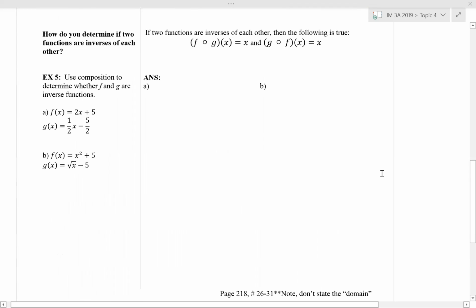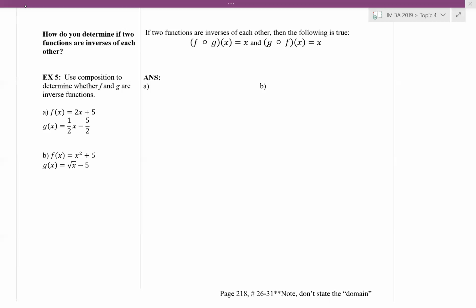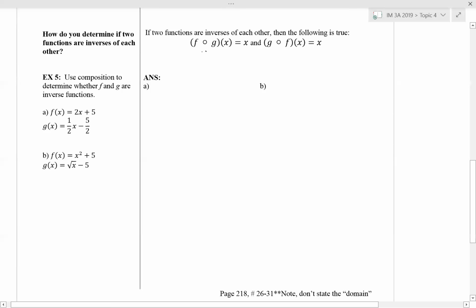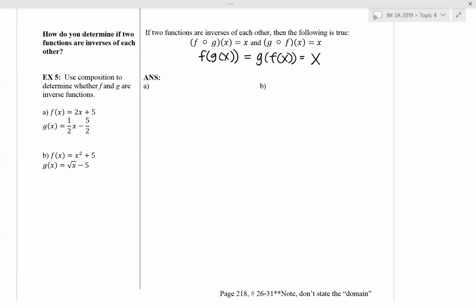So the new idea today that we started with review is the idea that if two functions are inverses of each other, then the following is true. f of g of x is equal to x, and g of f of x is equal to x. So what that means is that if they're inverses, f of g of x is actually equal to g of f of x, which is something that we didn't see in the previous lesson when we looked at the idea of composition. And both of those are actually equal to x. Not only do they have to be the same, they have to be equal to x.